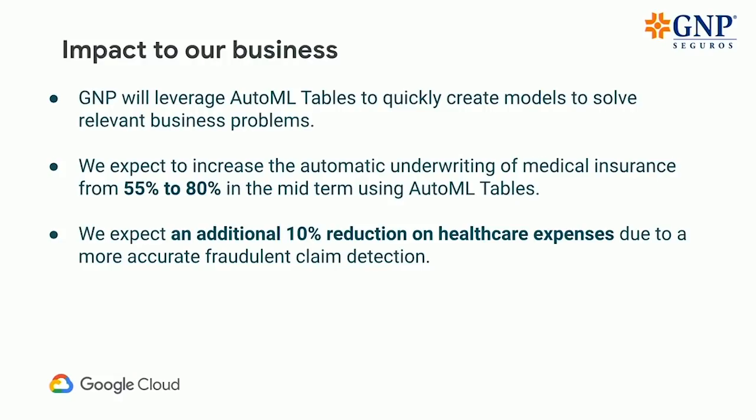And on the other end, since we already compared the results that we got with AutoML with the existing machine learning model we have for detecting fraudulent healthcare claims, we want to improve by 10% this year the amount of fraudulent claims that we're able to detect, in order to contribute to additional revenue in the company. So that's basically what we've done at GNP.